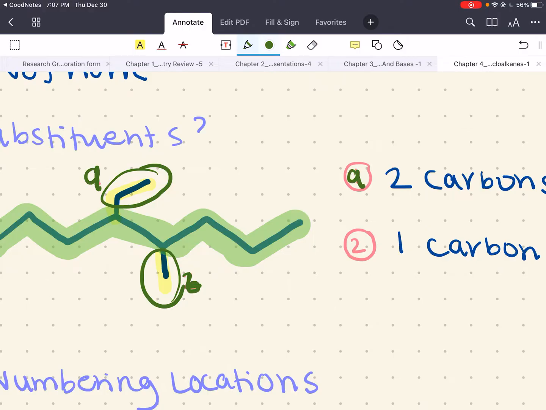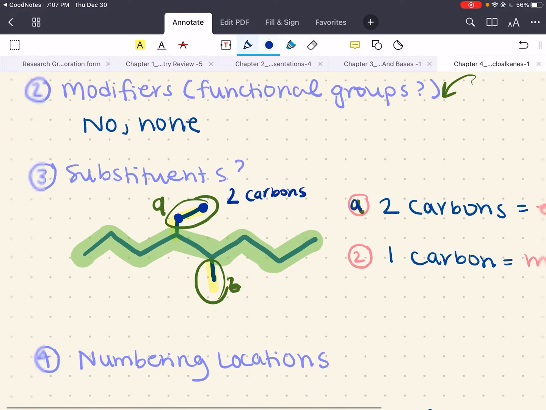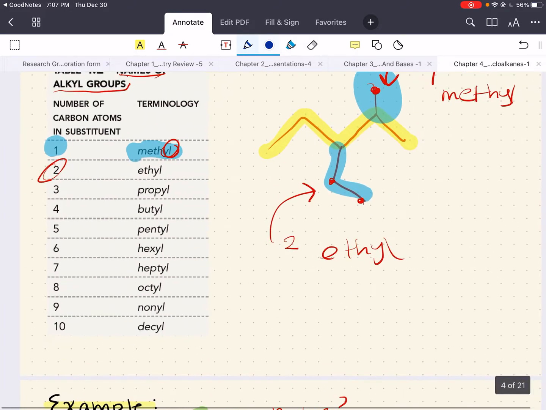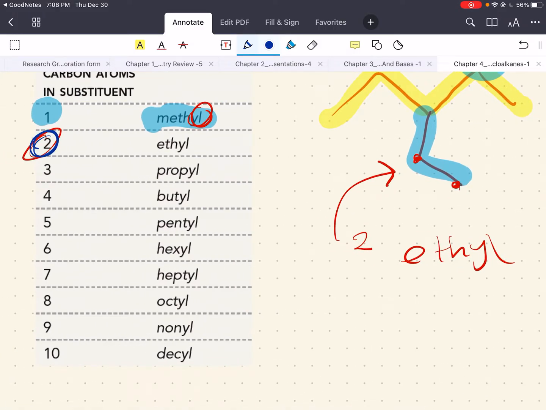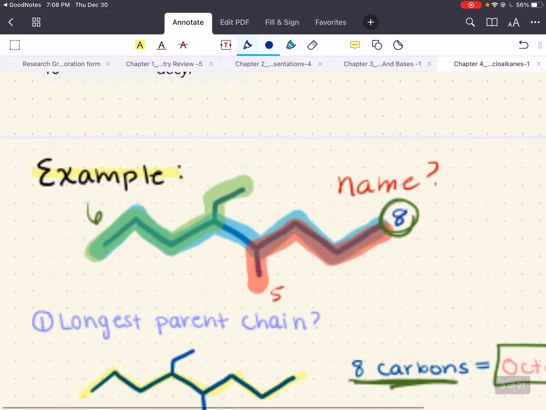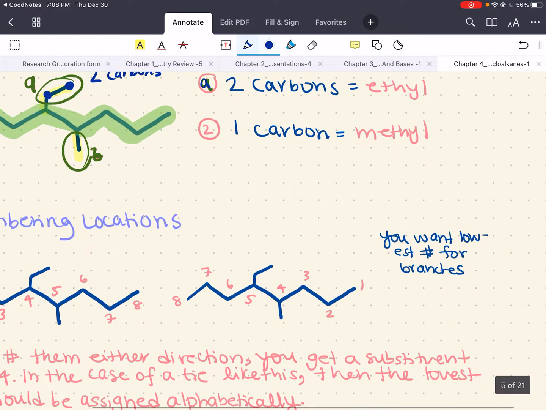All right, A has how many carbons? It has 1 and 2. This branch has 2 carbons. Okay, so we're going to go ahead and write that down. The branch A has 2 carbons. We're going to go back to our table for branches, for substituents. Look at that. A 2-carbon branch gets the name ethyl. All right, we're going to go back here and write ethyl.